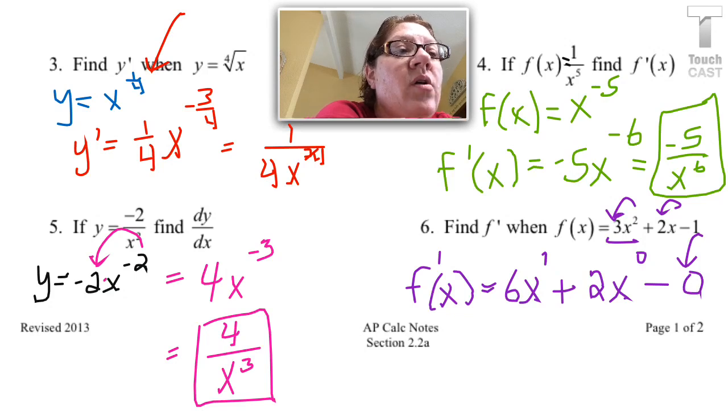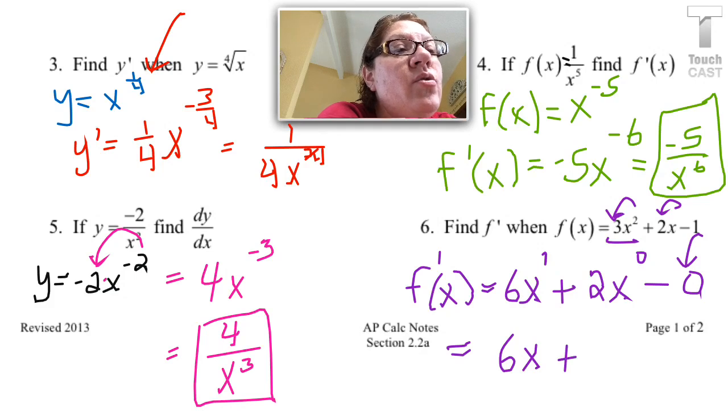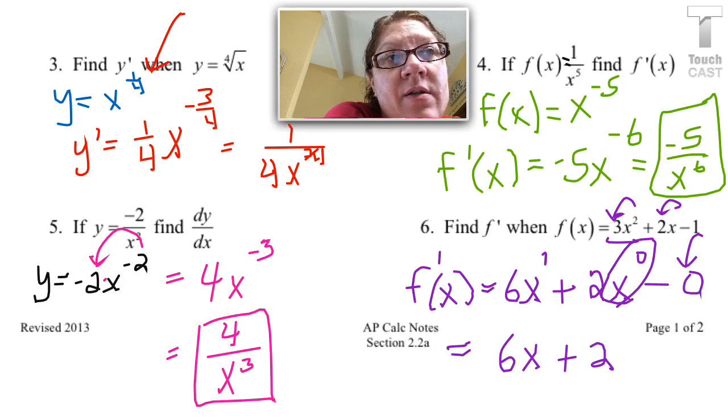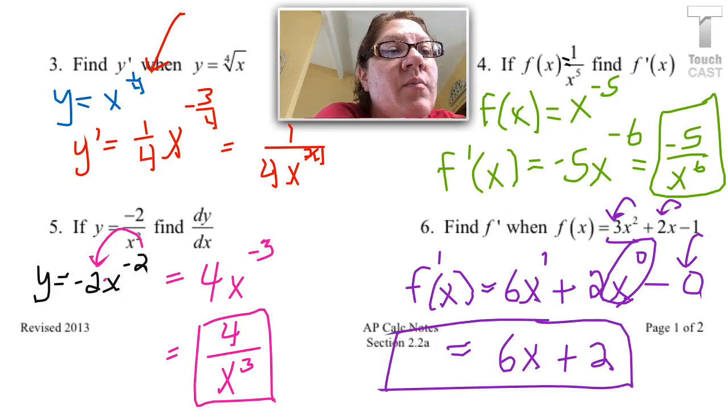So let's tidy this all up. I probably just could have done this in my head to start with, right? So 6x, I don't need to write the 1, plus 2, because that turns into a 1. And I don't need to subtract 0. There I go. There's my first derivative. Put another f prime of x in front of it. These are so easy, right?